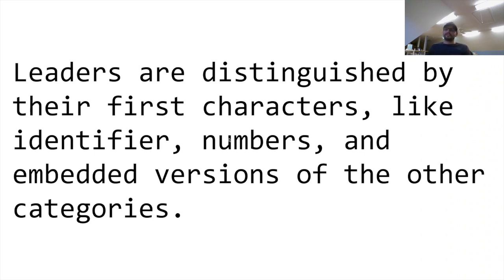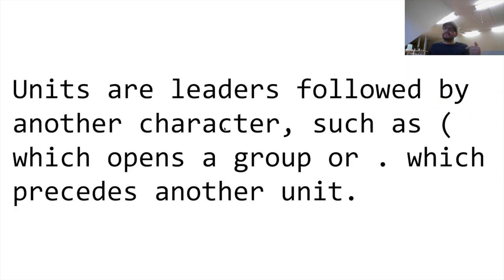You can look at the proposal for this, but basically the idea is that leaders are sort of like the atoms in our language. Now the thing that's kind of interesting about leaders is that they have this category called units, which are leaders that are followed by another character. So for instance, when you have a leader followed by a left parenthesis, then this is going to open up a group that is attached to the previous leader. That's going to be like a function call. And then if you have a dot at the end of a leader, then that is going to open up another unit, which is why we can get a sequence of dots all adjacent to one another.